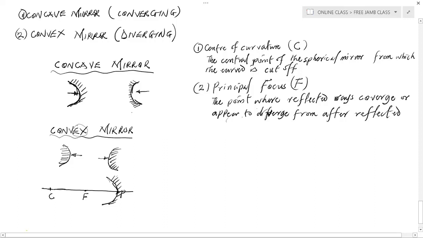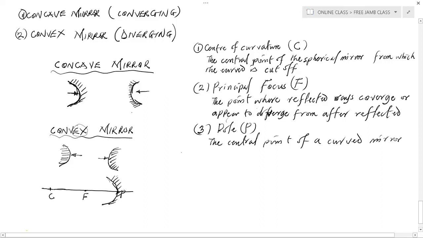Both. So the third thing you need to get here is pole. Pole P. That is the central point of a curved mirror. And you can see P is here, P here.